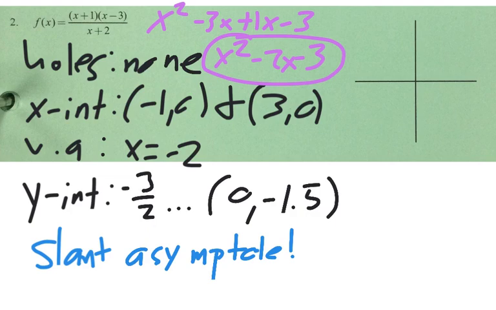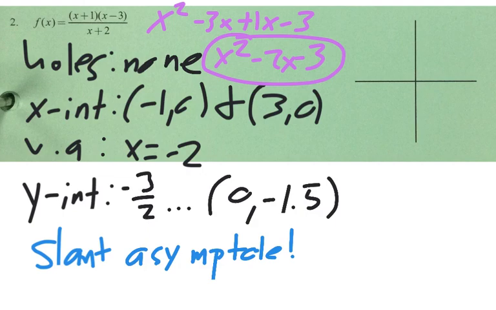Okay, so look at the information I already have up there. Is everybody good with there being no holes? Is everyone good with the x-intercepts at -1 and 3? Is everyone good with the vertical asymptote at x equals -2? Is everyone good with the y-intercept being at -3/2, which is 0, -1.5?